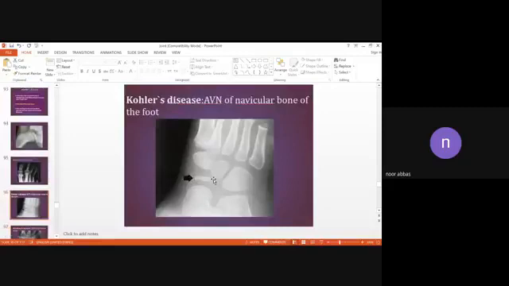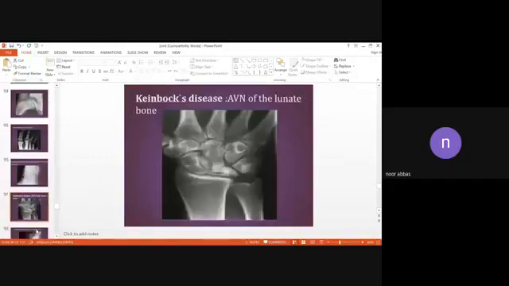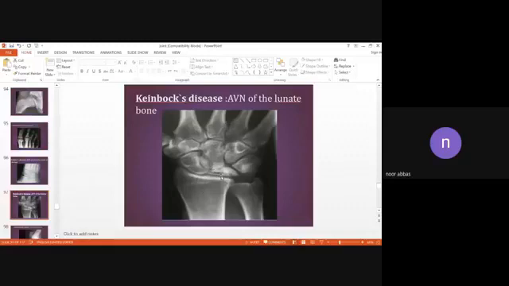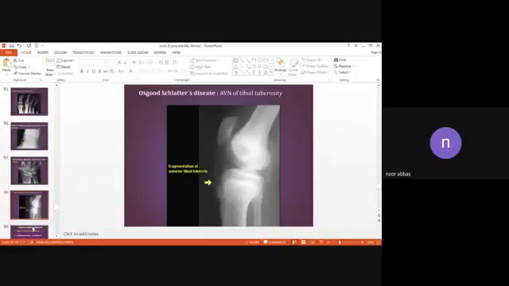It can affect the navicular bone, which is called Kohler disease. It is avascular necrosis of the navicular in children. It can also affect the lunate, called Kienbock disease, which is avascular necrosis of the lunate. Again, in every bone, notice that you have increased density and sclerosis with flattening and fragmentation of bone.